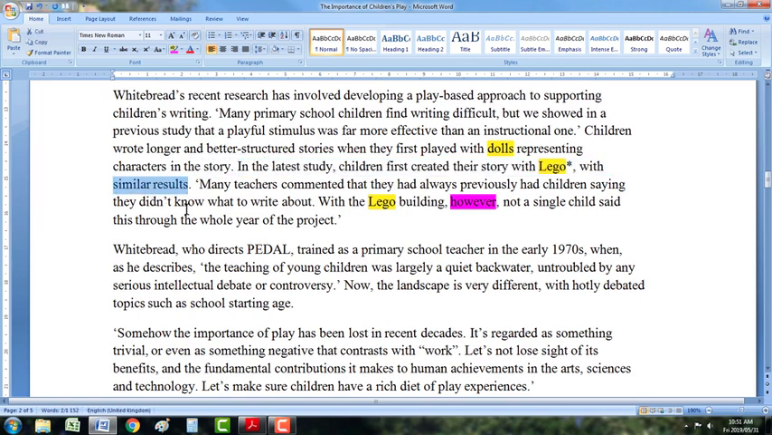Similar results was longer and better stories if they first played with Lego. But this can also be your target sentence. It says the same thing. They repeated it.